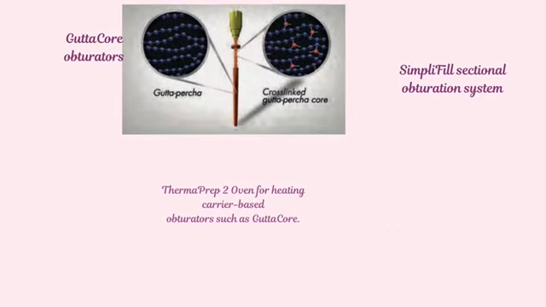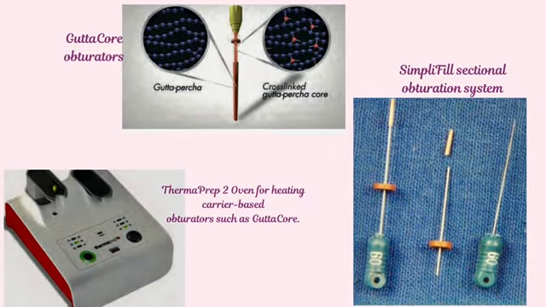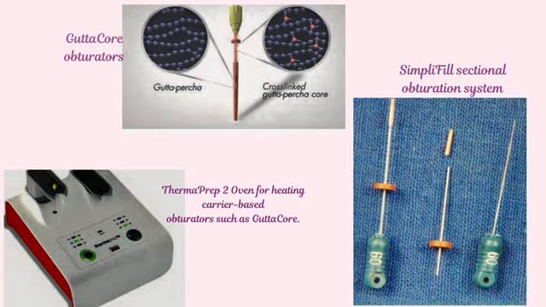The picture here shows the GuttaCore obturator, SimpliFill sectional obturator system, and ThermaPrep 2 oven for heating carrier-based obturators such as GuttaCore.